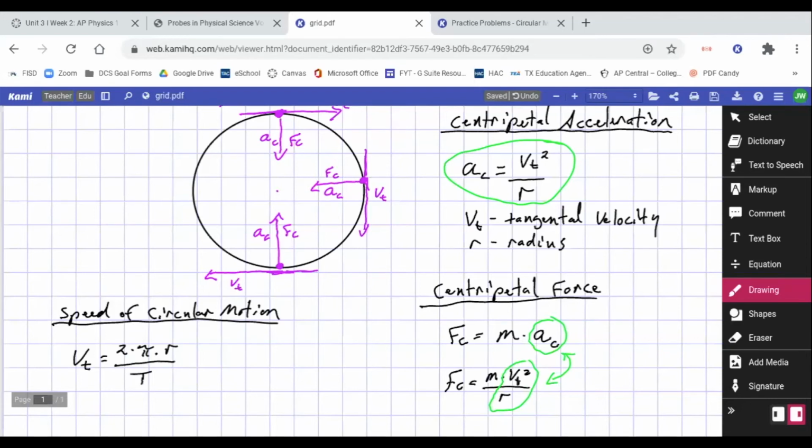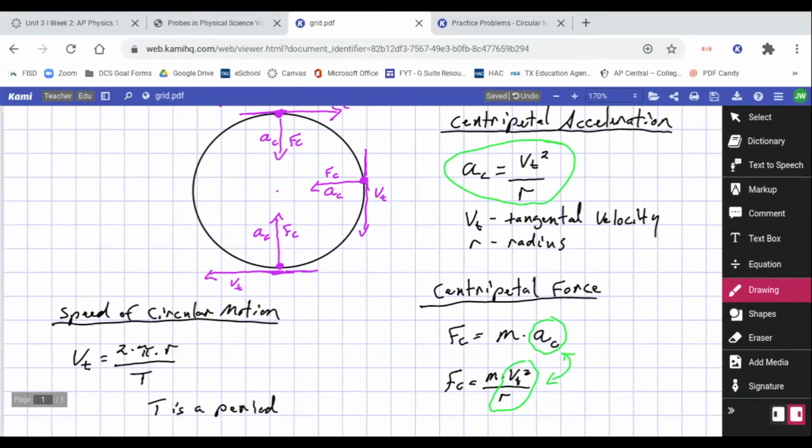Now, T is something that we've not done before, so let's talk about T for just a second. T is period, not like the end of a sentence, but a period. If you know what a period is, that's great. If you're not sure, just stick with me for a second.